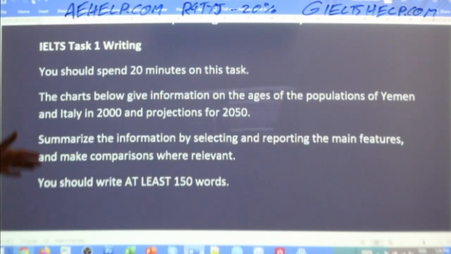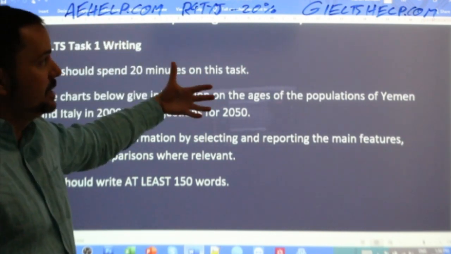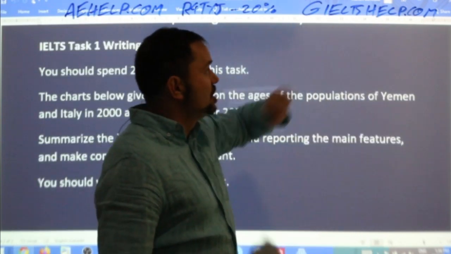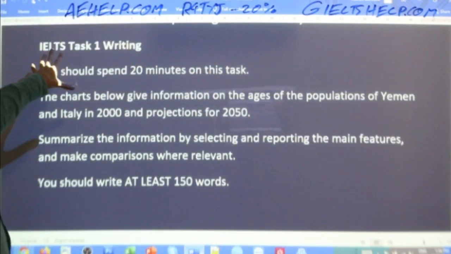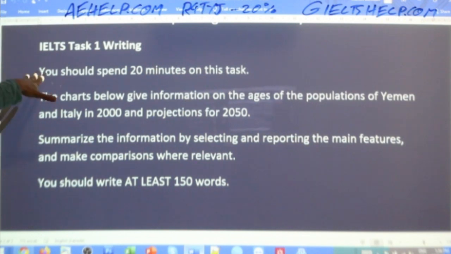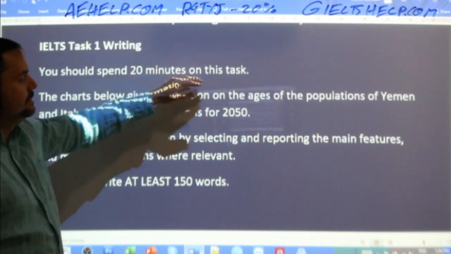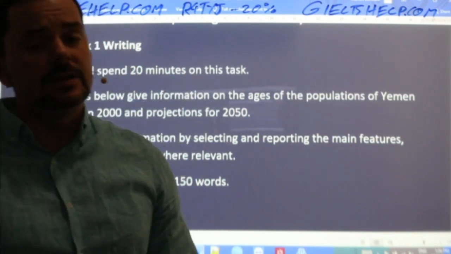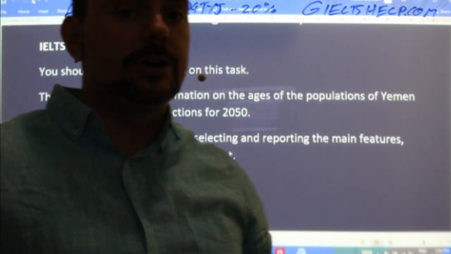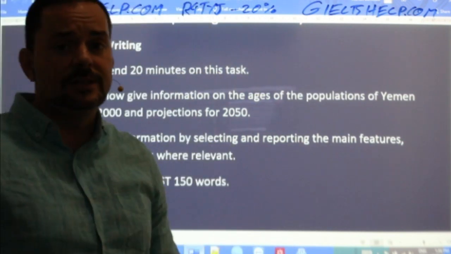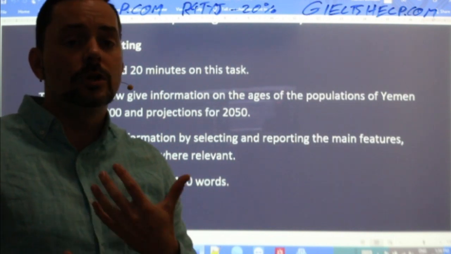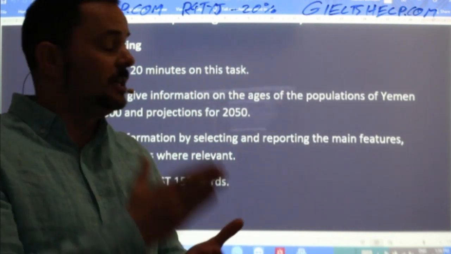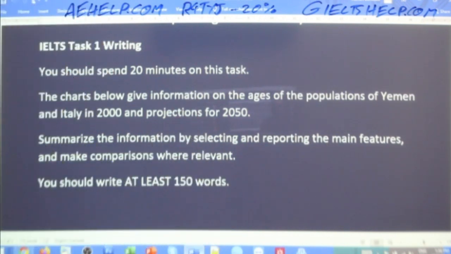So here is the question for this task 1 writing. Of course, this is academic. For general, please visit the General IELTS website. So here's the academic task 1 writing. Let's read this carefully. You should spend 20 minutes on this task. So 20 minutes. It's not a lot of time, but it's enough to write 150 to 220 words as long as you know what you're doing and you're keeping steady and staying the course.